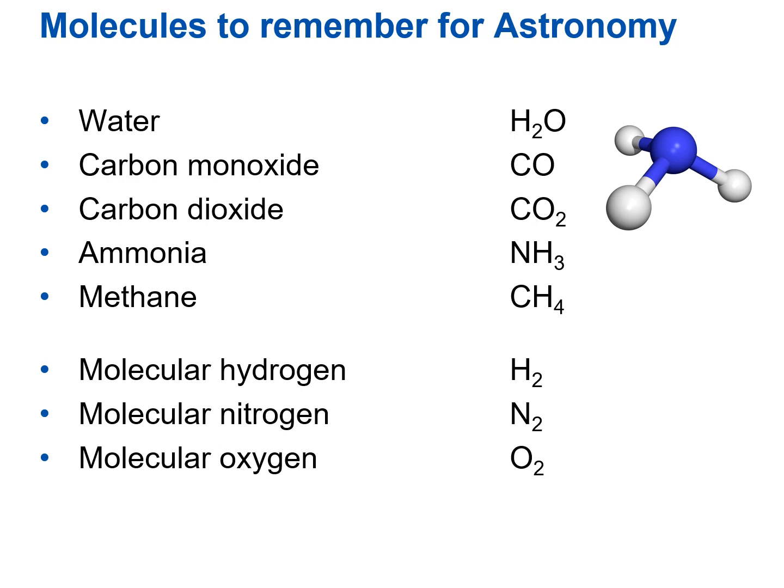Here is a list of the molecules that you will need to remember to be successful in astronomy class. Just 5, plus the 3 that are the single elements. So we have water, which is H2O, carbon monoxide. Now, notice the difference between carbon monoxide and carbon dioxide. Carbon monoxide is just one carbon and one oxygen, and that is poisonous to us. Then carbon dioxide, ammonia, and methane, and then molecular hydrogen, molecular nitrogen, and molecular oxygen. So take some time to make sure you have those and their chemical symbols memorized.